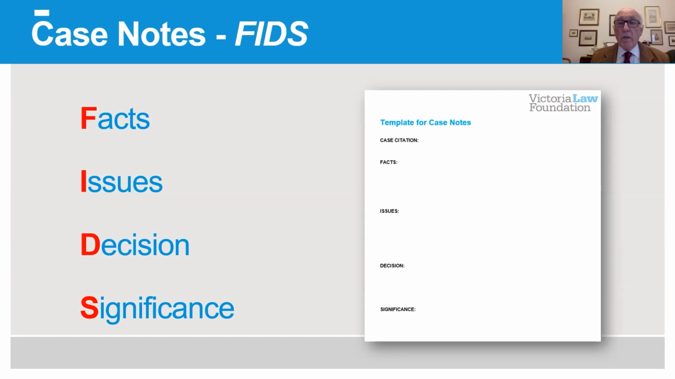And finally, the significance. Now, this can mean a number of things, and this is really important, because significance is, why on earth are we studying this particular case? Why is it significant to the course? Why is it important? Did it create a new precedent? Did it do away with an old precedent? What's the importance of it?